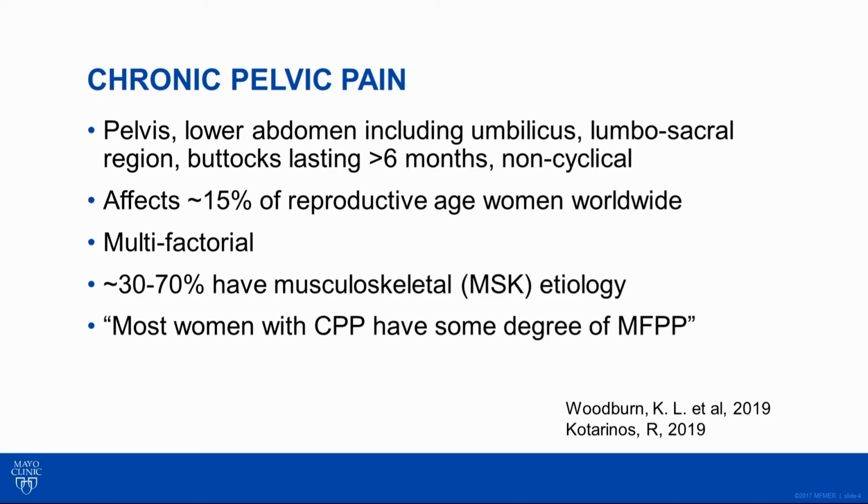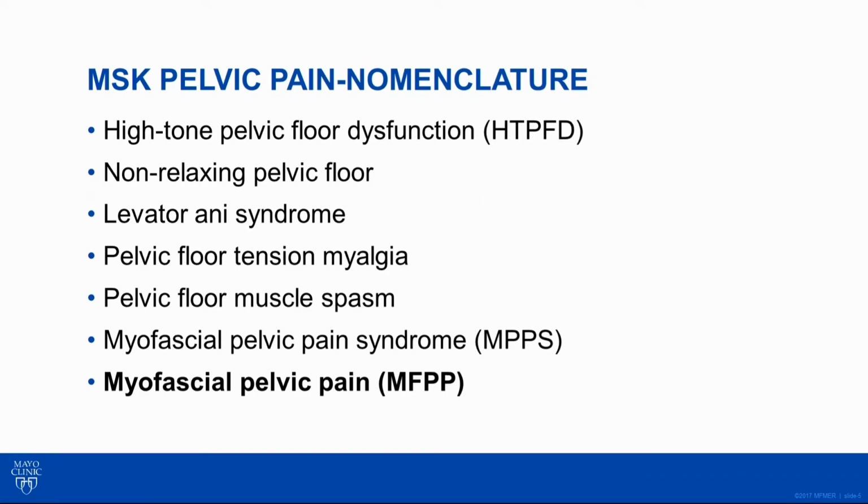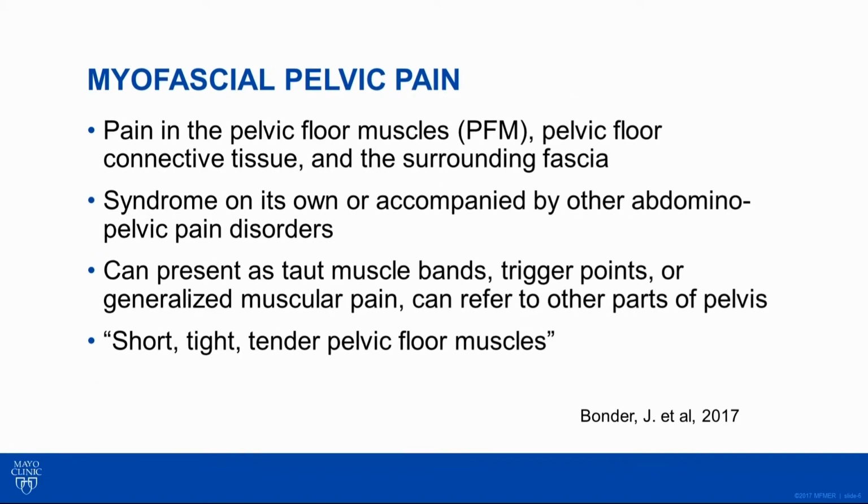According to this article, 30 to 70%, which is a huge spread, have a musculoskeletal etiology or at least component. And really the way to summarize this is most women with chronic pelvic pain have some degree of myofascial pelvic pain. The nomenclature is very complicated too. There's a lot of different terms to describe the same thing. High-tone pelvic floor, non-relaxing pelvic floor, levator ani syndrome, pelvic floor tension myalgia, muscle spasm, pelvic pain syndrome, and I love the diagnosis or the code or the description of myofascial pelvic pain.